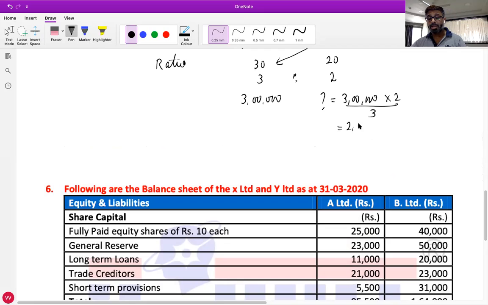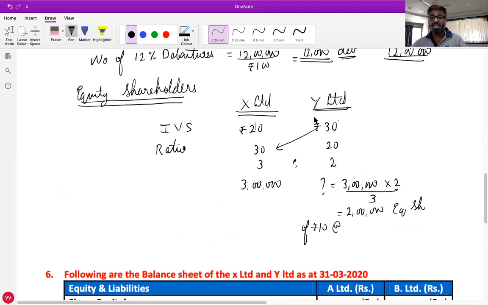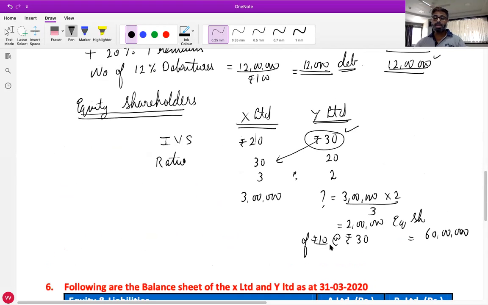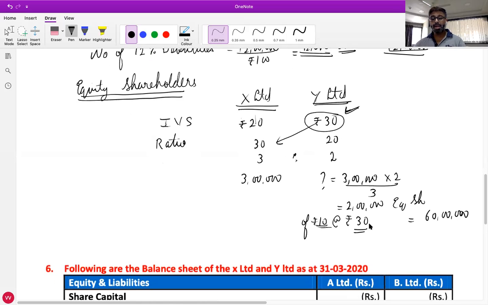3 lakhs into 2 by 3, 2 lakh equity shares of rupees 10 each. Face value is 10, but what is Y Limited's share value? 30. So 2 lakhs into 30, what value of shares will we give them? 60 lakhs. Did you understand this, everyone? Face value is 10, but we are giving them shares of 30 rupees value, means we are charging how much premium? 20 rupees premium.